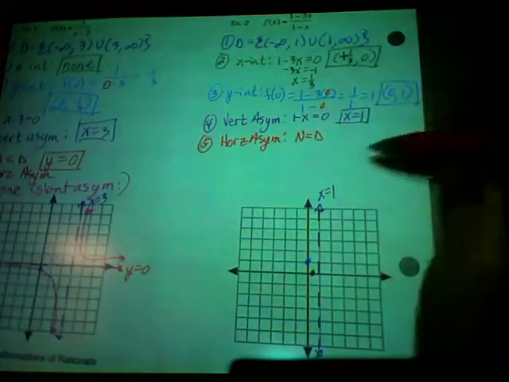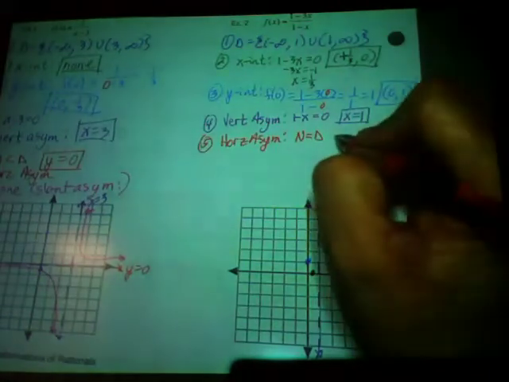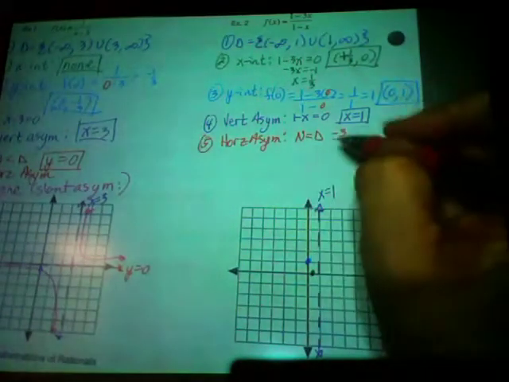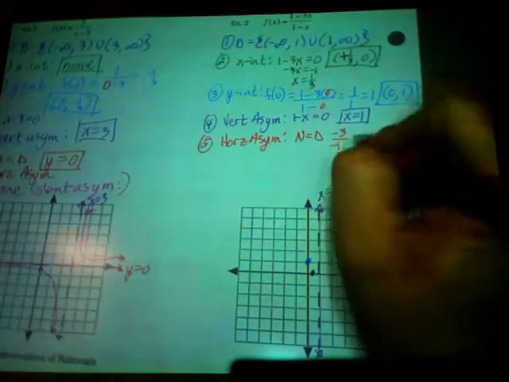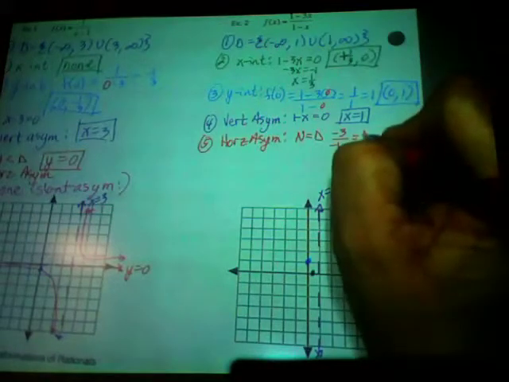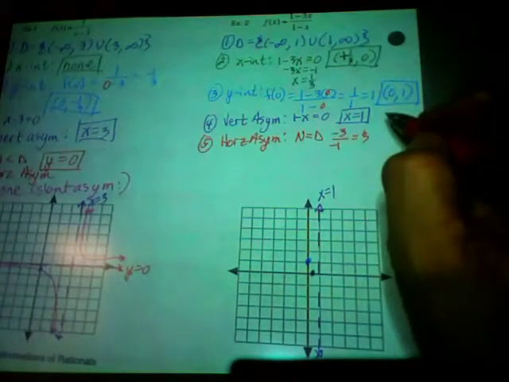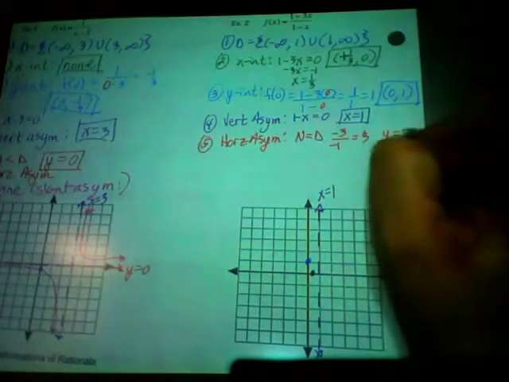So what is the leading coefficient of the numerator? You might want to put in here, numerator equals denominator. So what's the leading coefficient of my numerator? -3. And my denominator? -1, which equals 3. So because it's horizontal, it goes to the y-axis, so it's y equals 3.